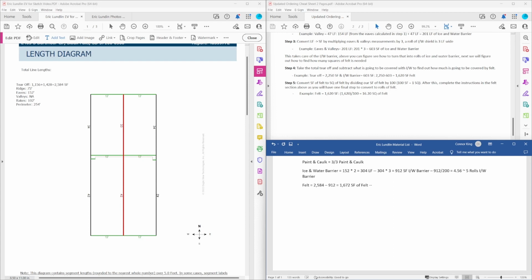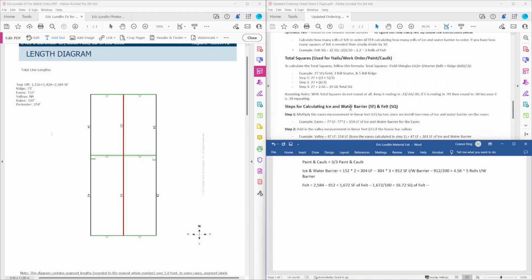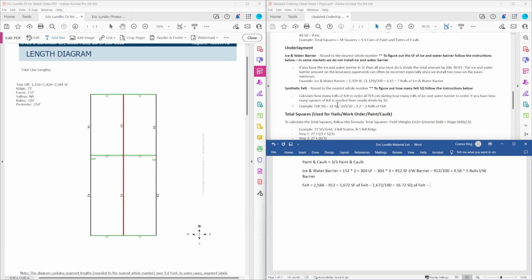And then the next step says to convert square feet of felt to squares of felt by dividing by 100. So we're going to do 1,672 divided by 100, which is going to equal 16.72 squares of felt. And then if we go up to our felt step, it says once we have felt in squares, then we're going to simply divide by 10. So 16.72 divided by 10 is going to be equal 1.67. We're going to round that up to 2 rolls of felt.